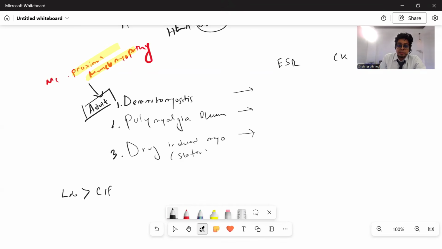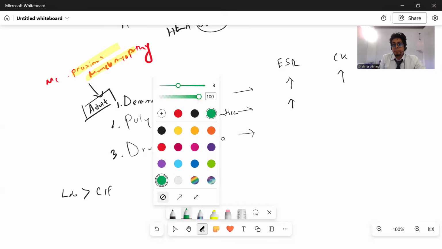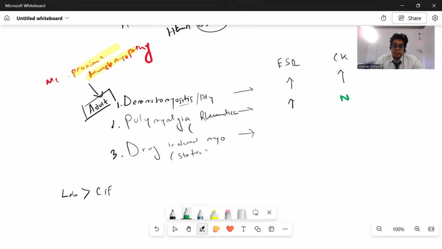CK or CPK, whatever you remember. Dermatomyositis, also known as polymyositis, same thing: ESR raised, CK also raised in this case. Next coming is polymyalgia rheumatica. In this case, a very elderly person, 50 years, complaining of pain in the shoulder and different parts, and also the same common problem, proximal muscle problem. In this case, only ESR is raised, but interestingly, CK is normal.